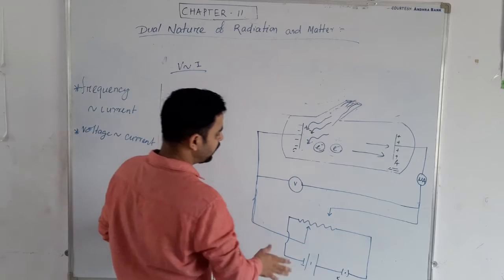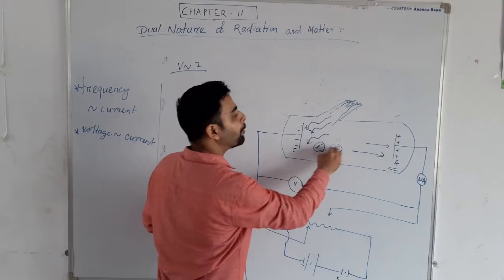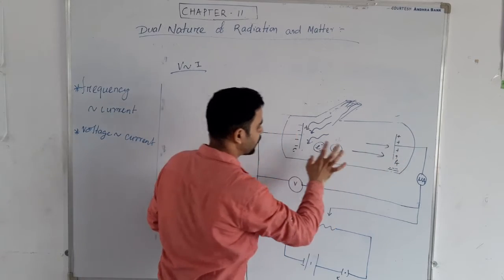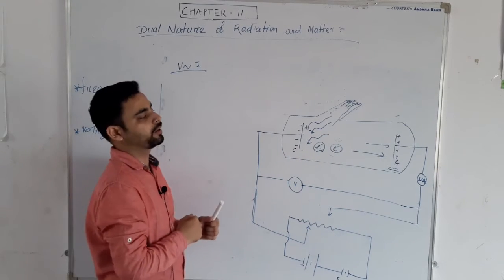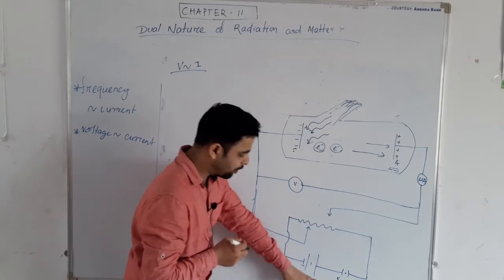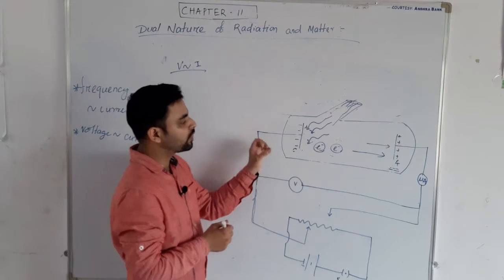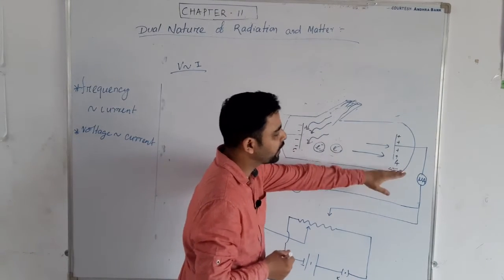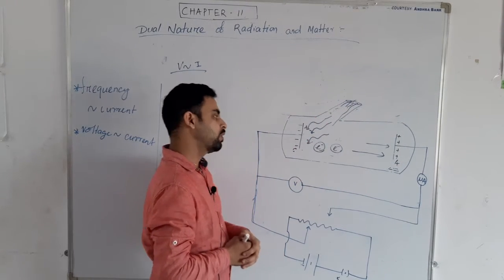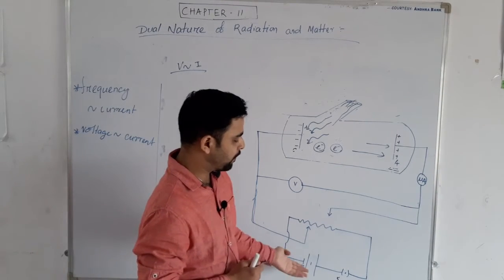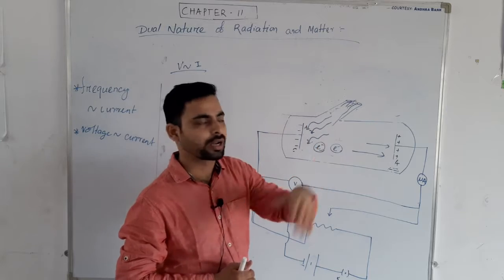Initially, even in the absence of the battery, some electrons may reach plate A. That means even in the absence of a battery I can get a certain value of current. But when I apply voltage and increase it, gradually more electrons will reach plate A and I will get more and more current. That means when I apply the battery and increase the voltage, I get more and more current.